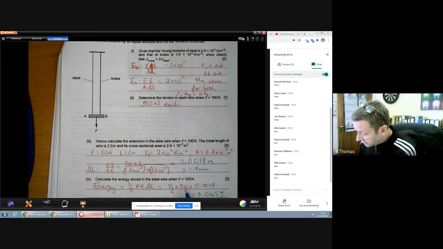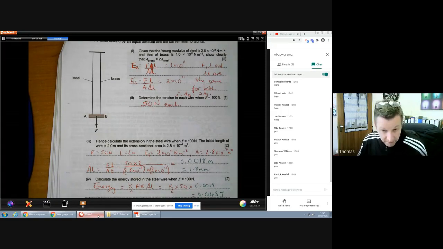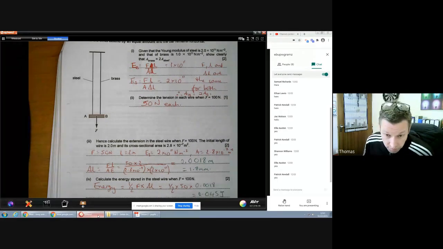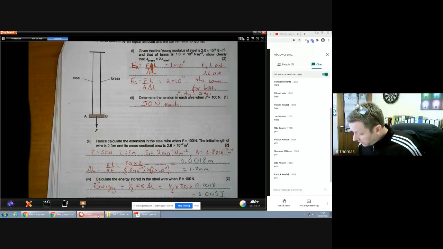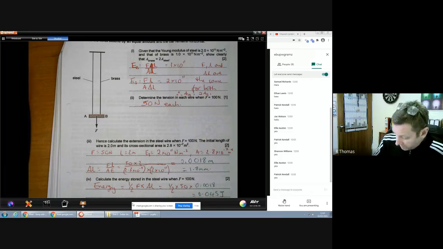Calculate the energy stored in the steel wire. The energy stored is half of the force times the extension, right? Think of it as being the area under the graph, which would be a triangle. Half the base times the height. Force would be the height. Delta L extension would be the length. Half the base times the height. Half times 50 times this extension. Got to put it back into meters. Gives you 0.045 joules. I hope that's okay. I'll let you copy that down.